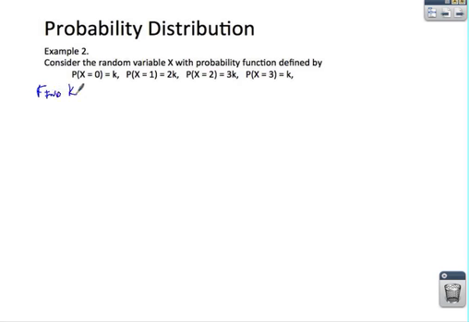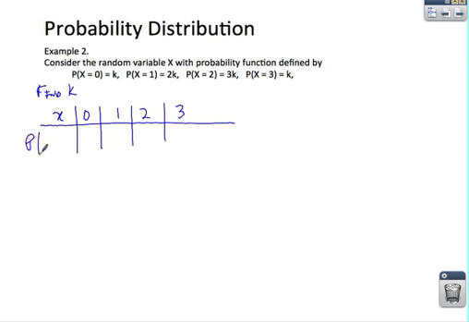All right, so what we'll do is we'll put this into a table. We have all of our outcomes x here, and those different outcomes are x could be 0, 1, 2, or 3, and below, the probability that the discrete random variable x is equal to that value. So in the first column of the table, the outcome 0 has a probability of k, the outcome 1 has a probability of 2k, the outcome 2 has a probability of 3k, and the outcome 3 has a probability of k.